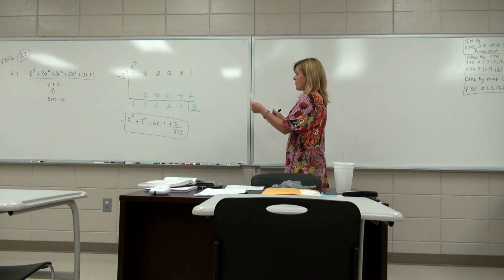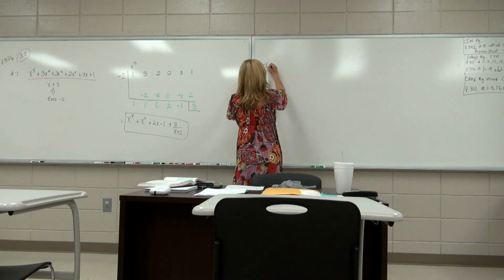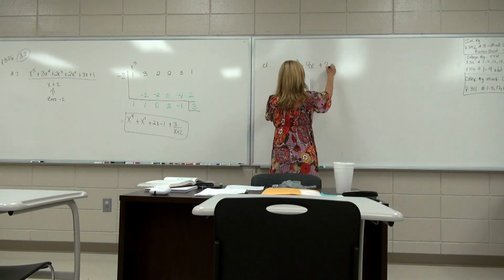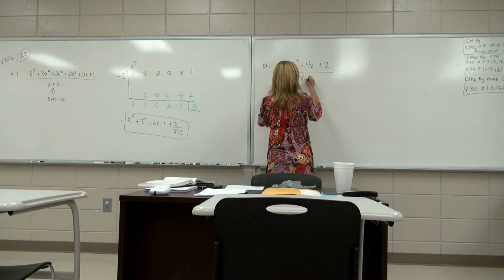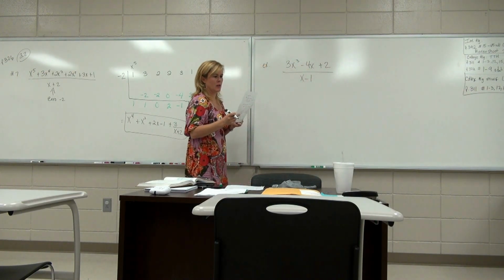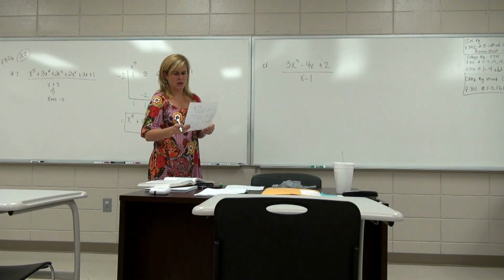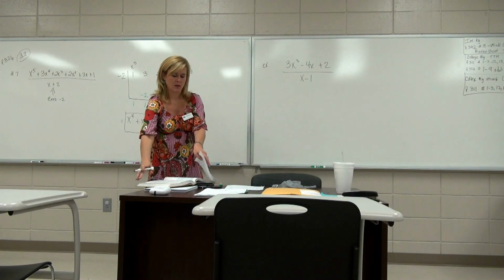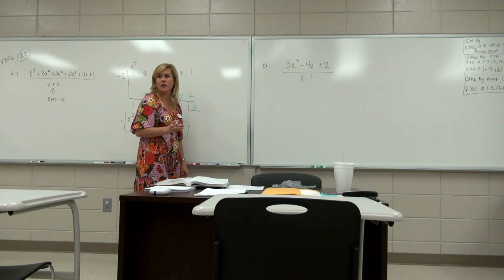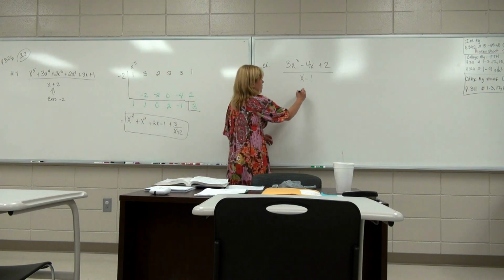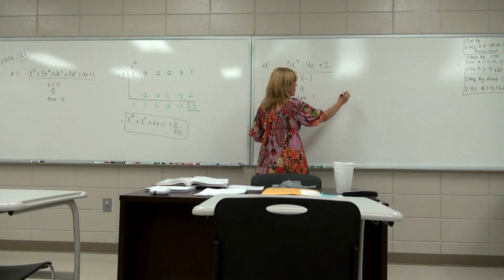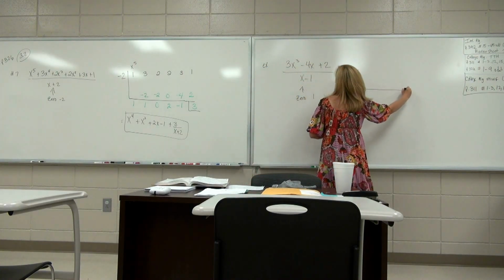Okay, next, let's say I have, for an example, 3x cubed minus 4x plus 2, all divided by x minus 1. Well, first of all, you have to ask yourself, what's the 0 here? What number would make this 0? 1. So that's what we're going to be dividing by in our synthetic division.